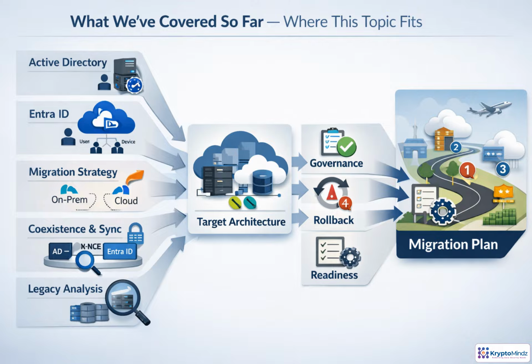You've already built the foundation: Active Directory, Entra ID, migration strategy, coexistence, synchronization, and legacy dependencies. Now we shift from architecture to execution control. Before hands-on implementation begins, the migration plan needs to define governance, readiness checks, and rollback paths, so hybrid identity can be deployed safely and predictably.